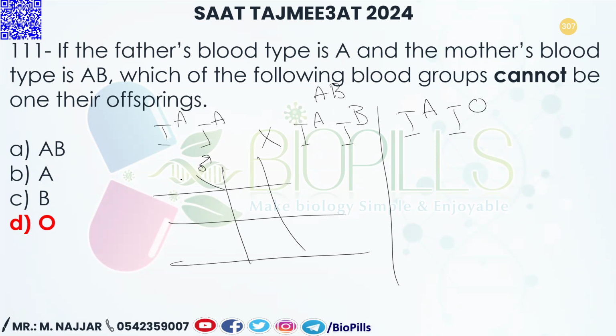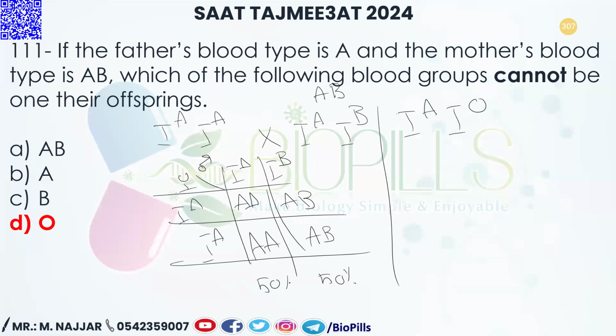Here is the male, here is the female. Assume that this is IA capital, the male, and IB capital, IA capital, the female. So this will be A capital, A capital. Here will be A capital, B capital. Here will be A capital, A capital. Here will be A, B. So 50-50: 50% blood group A, 50% blood group AB.